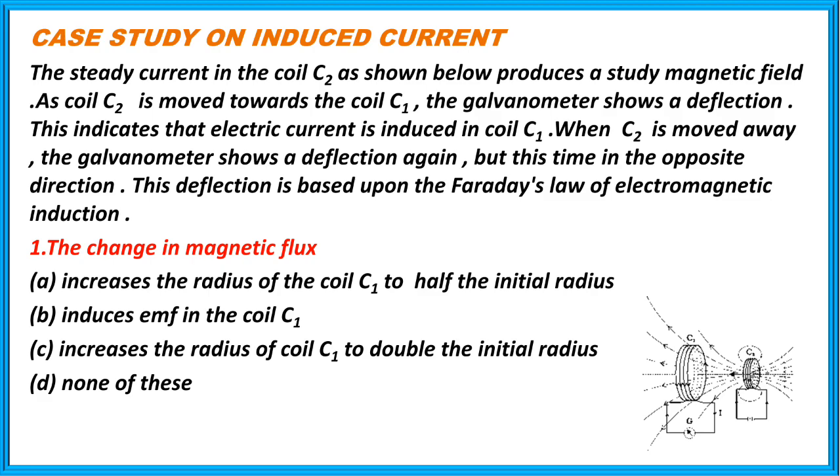Now here your question number 1 is, the change in magnetic flux increases the radius of the coil C1 to half the initial radius, induces EMF in the coil C1, increases the radius of coil C1 to double the initial radius, none of these. Your correct answer here is option B, induces EMF in the coil C1.